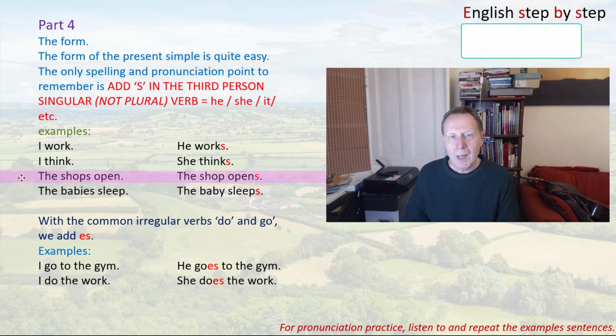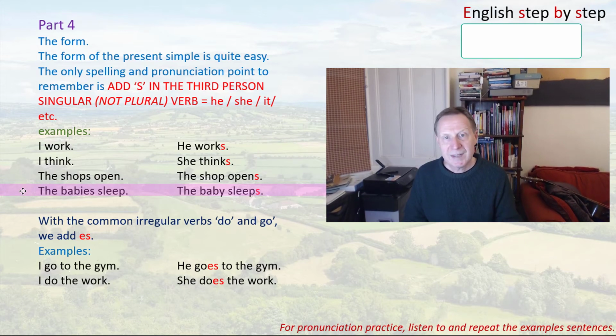In these two last examples, you can see the shop's open, that's plural third person. The shop opens, that's singular third person. So we add an S. The baby sleep, that's plural third person. The baby sleeps, that's singular third person. So we add an S.